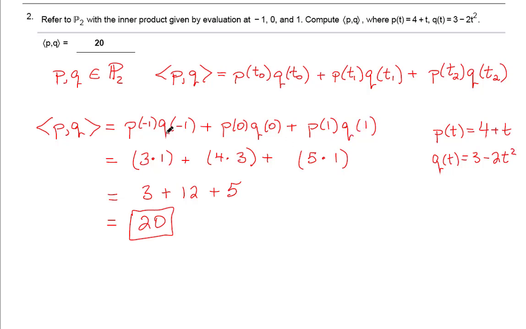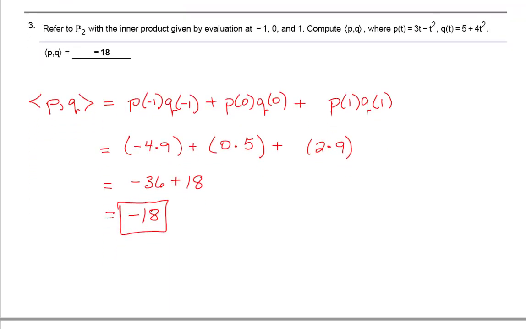And so you simply take the particular P and Q that were given to us and apply -1, 0, and 1. And when you grind through that calculation, you find that that inner product is 20.